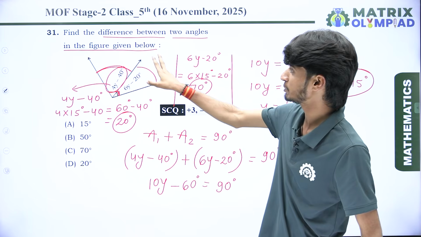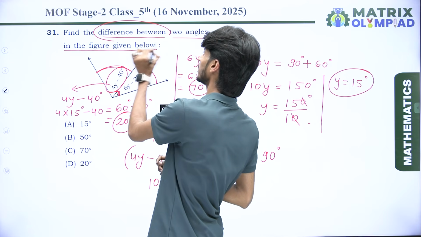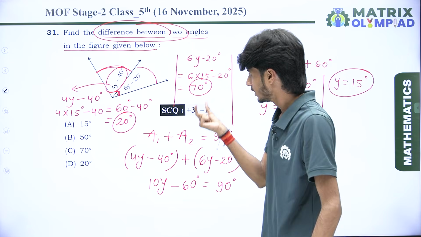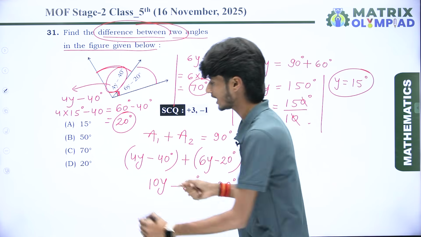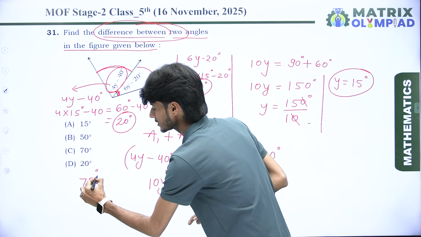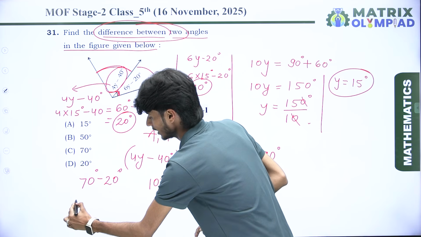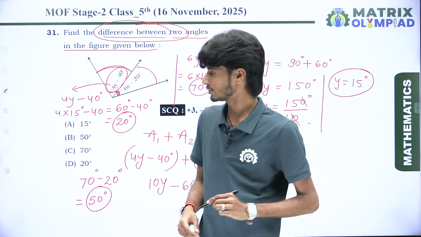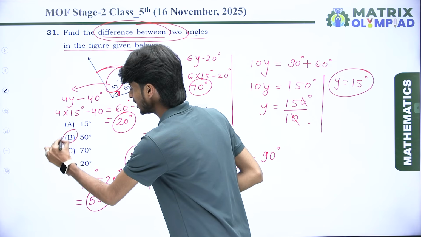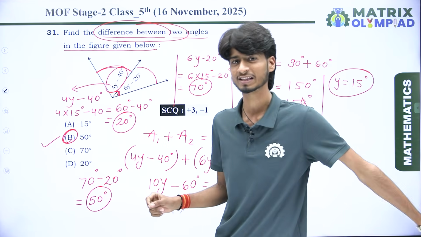And according to the question, find the difference between both angles. So the second angle is 70, which is greater, and the other angle is 20 degrees. Whenever you want to find the difference of both of them, you get 70 minus 20, which is equal to 50 degrees. So the correct option is option B for question number 31.